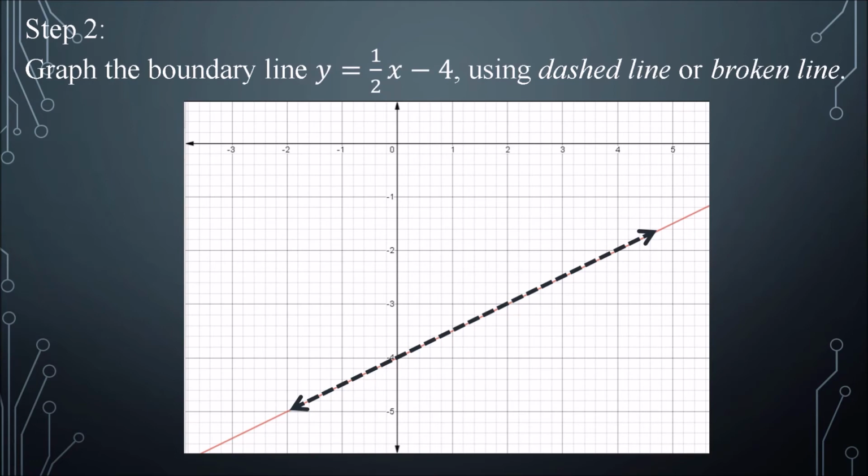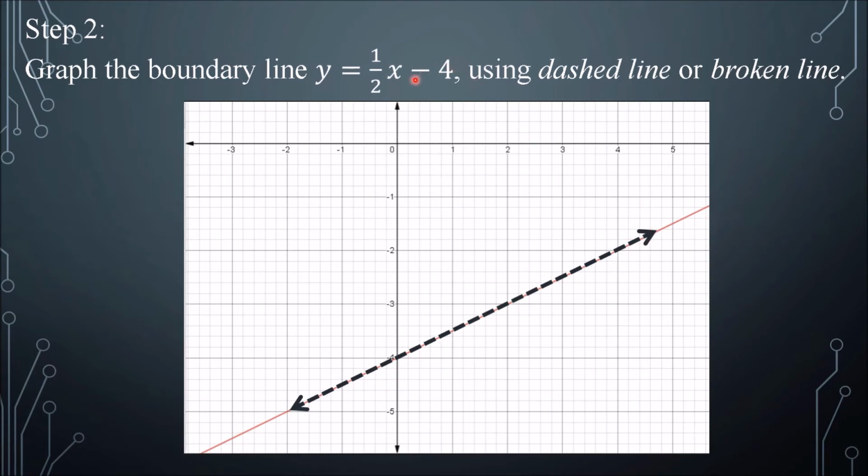Now we need to change that into an equation. So we have y is equal to 1/2 x minus 4. And then we graph this using a dashed line. Why a dashed or broken line? Because there is no equality sign being used.